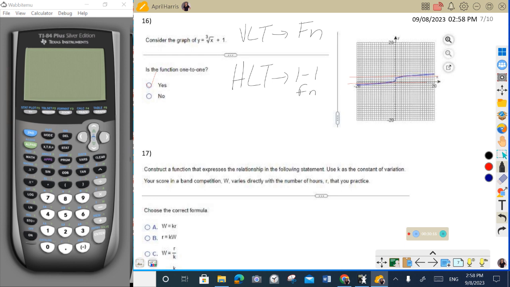Let me give you an example of one that's not. So if I gave you a parabola, the parabola passes the vertical line test. That is a function. But it fails the horizontal line test, so it's not one-to-one. So horizontal line test tells one-to-one. Vertical line test is just a function.